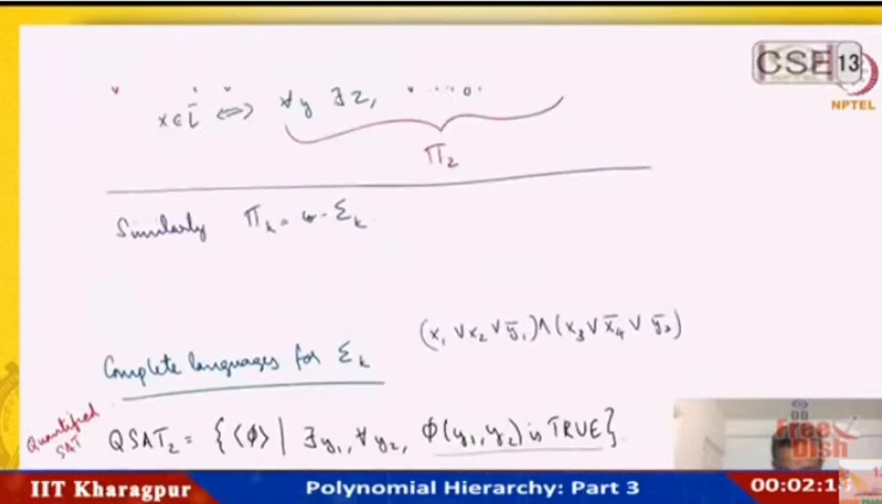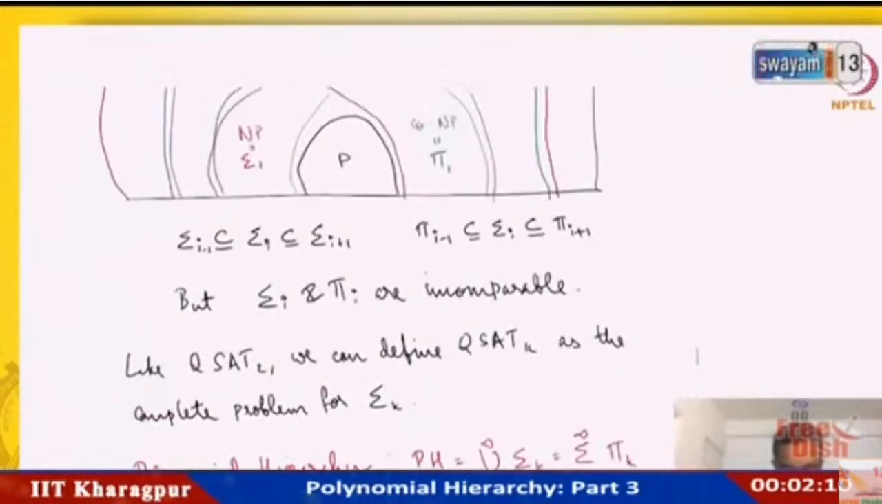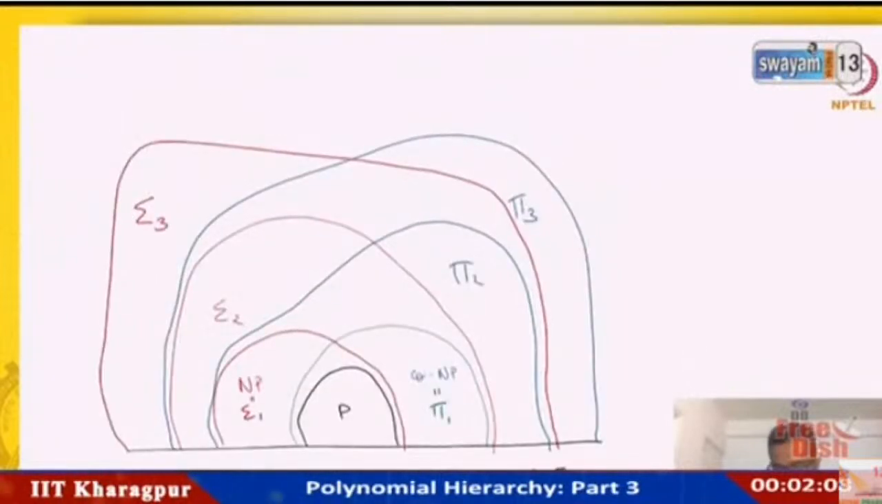Finally, I just want to say one more thing about this polynomial hierarchy. There are many levels, and as I said in the previous lecture, if, let's say, Sigma 3 is found to be equal to Pi 3, then everything above it will collapse to the level of Sigma 3. If Sigma 2 is found to be equal to Pi 2, then everything above it will collapse to Sigma 2 or Pi 2.